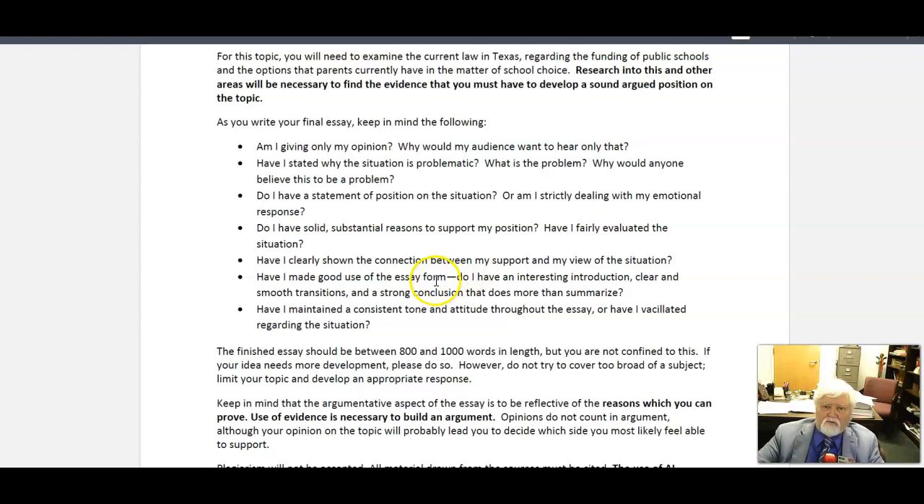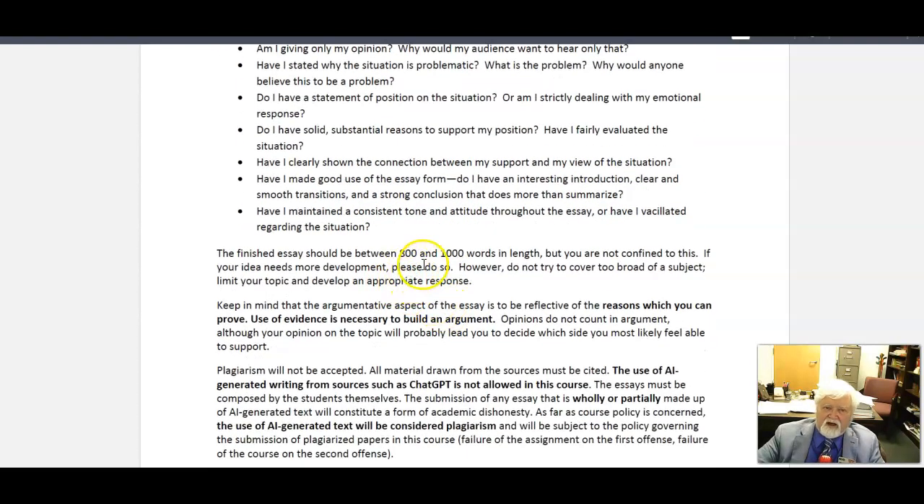Use good essay form, and we're going to talk about that here in a moment. Introduction, clear transition, strong conclusion, consistent tone, and then again the length, 800 to 1,000 words. This is much more typical. You don't want to try to be too broad, but you don't want to be too narrow. And so this is a reasonable length. If you need to go longer, you can.